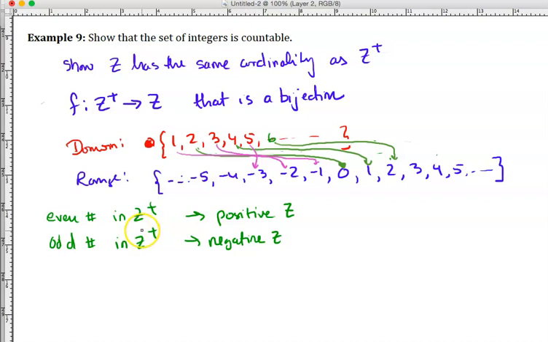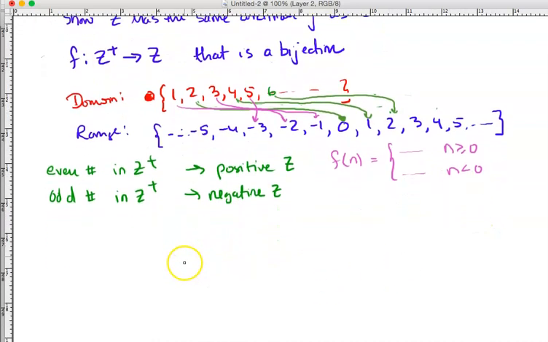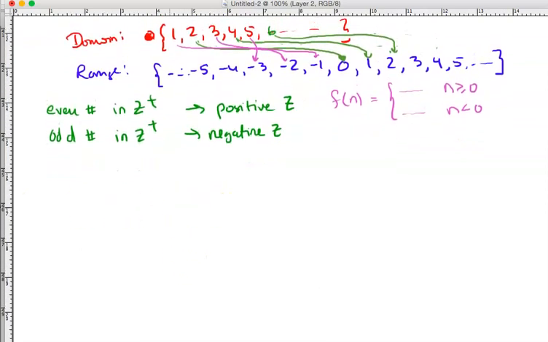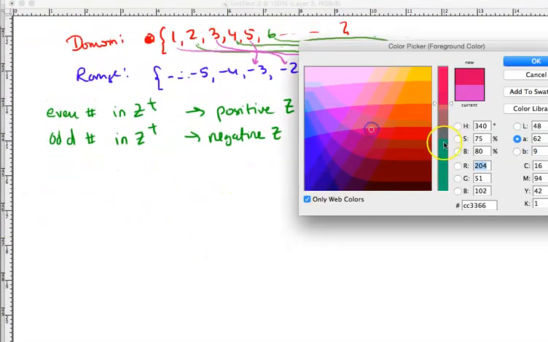So let's see if we can come up with a function that shows this pairing. Obviously we want a function that's going to be piecewise. We're going to need a function definition for n greater than or equal to 0, and a function definition for n less than 0. So let's look at the positives. I did that in green, so let's pull up a green color again.